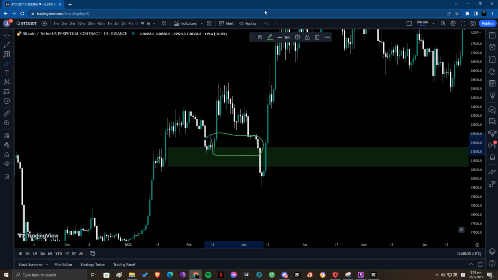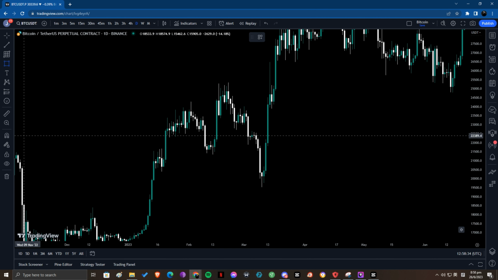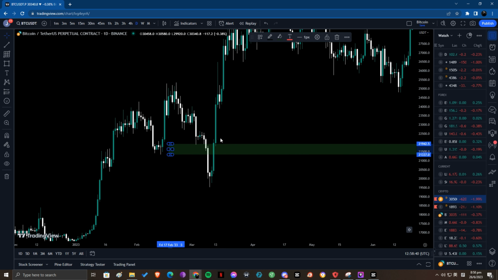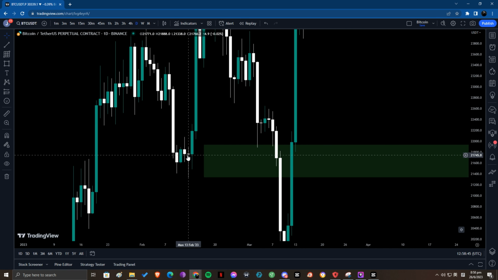Would you consider this an order block? Interesting question. No. Why? Because this doji candle has little body but many wicks. If you cannot see it properly, let me just draw it out for you. This doji candle has little body. Very clearly we can see that this doji candle has little body but many wicks.